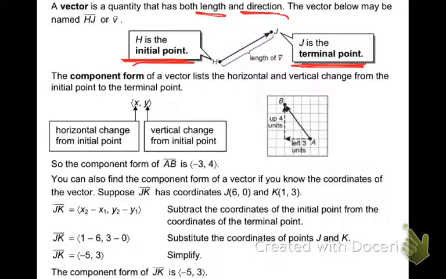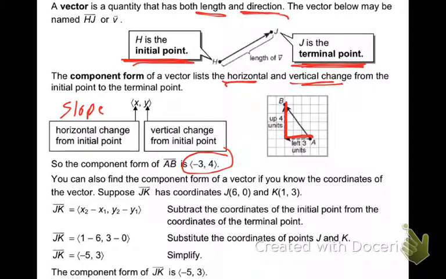The component form of a vector lists the horizontal and vertical change from the initial point to the terminal point. So it's horizontal and vertical change. So for example, from A to B, I go left 3 and up 4. That's very similar to slope. The only difference here is we have x and then y, whereas slope is y over x, the change in y over the change in x. So the component form of AB is negative 3, 4. Negative 3 because we went left 3, positive 4 because we went up 4.